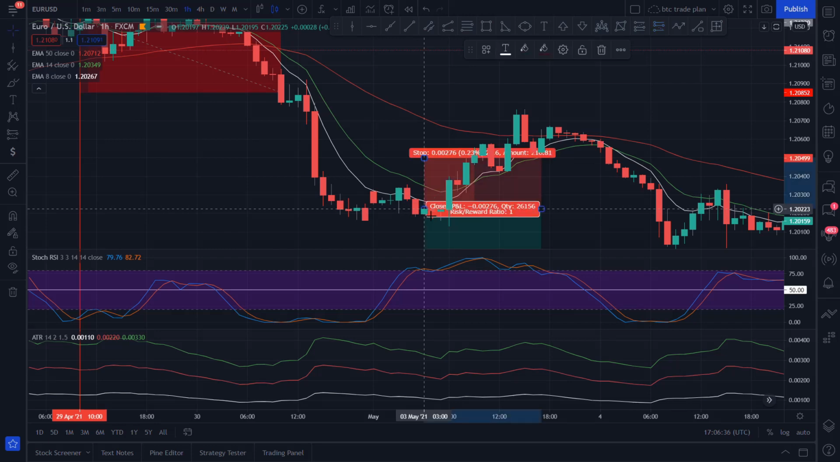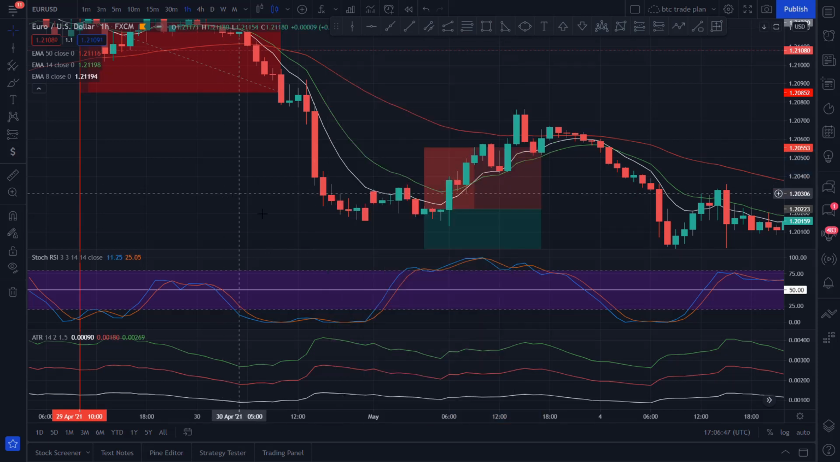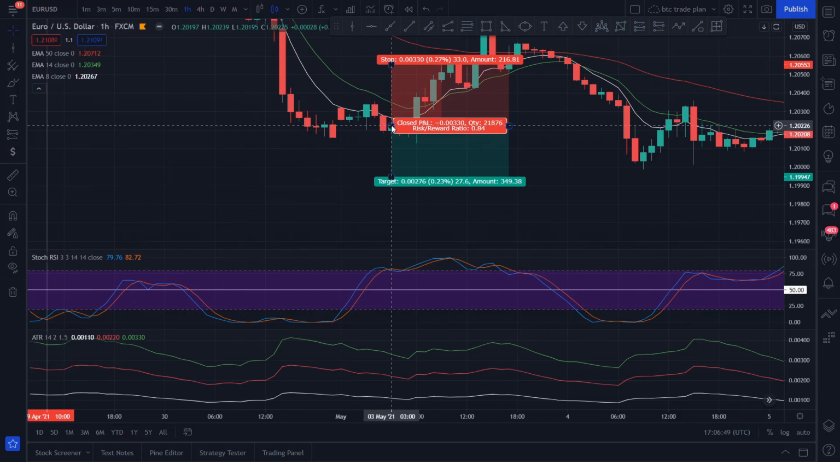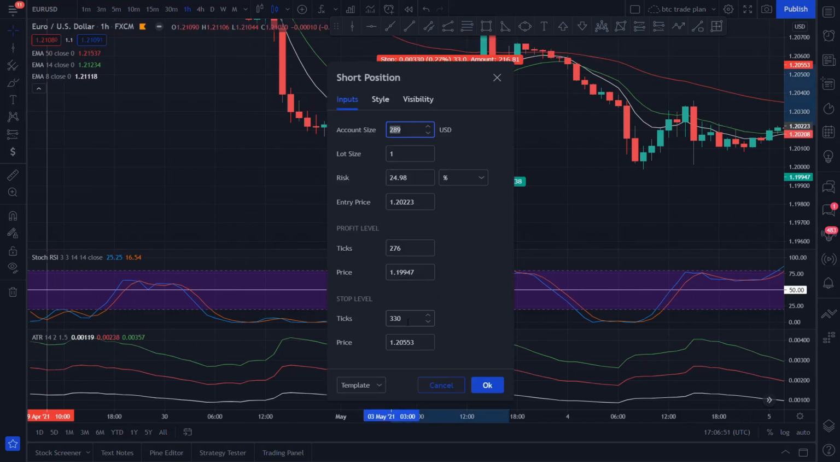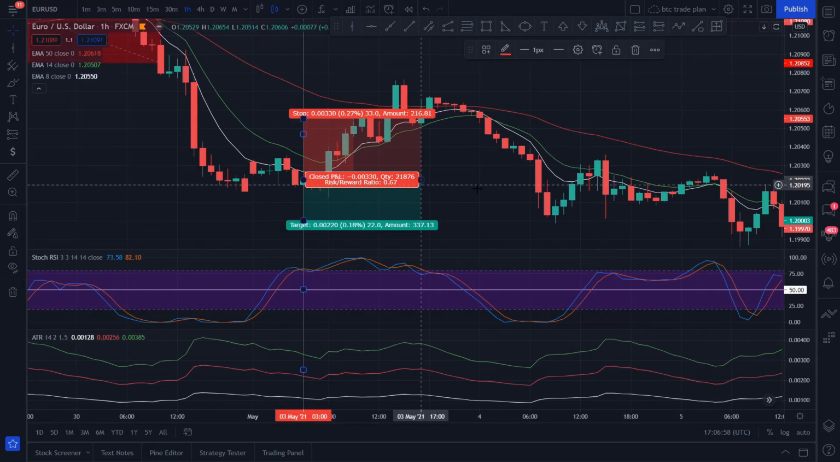We again look down to the ATR indicator and we see that our stop loss is going to be 330. So let's type that in. And for our take profit, we're going to be using 220. All set. Unfortunately, it's a loser again, but no problem.